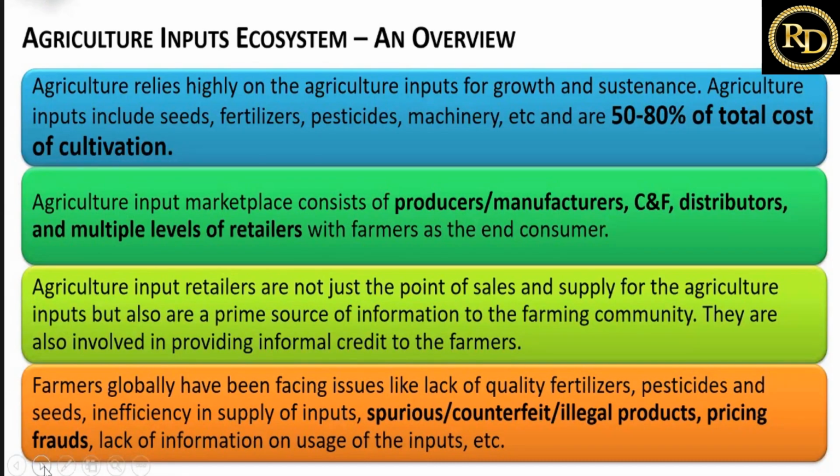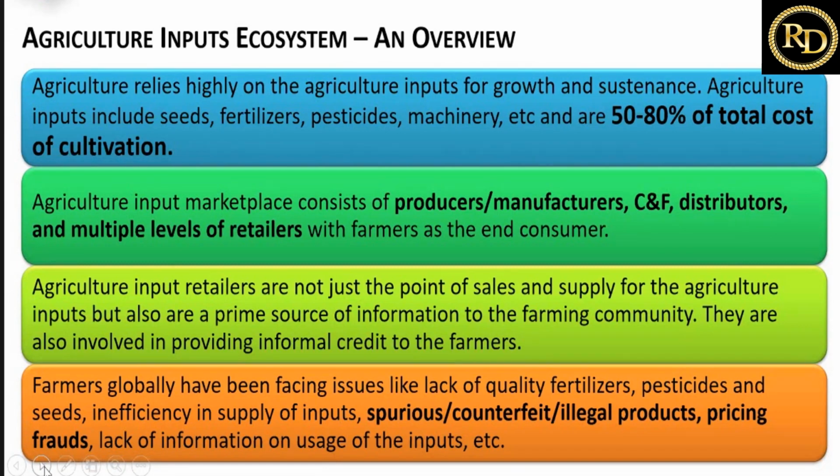Now let's understand a little bit about another problem which is solved by blockchain, that is on the input side. The agriculture input ecosystem relies heavily on, for example, seeds, fertilizers, pesticides, machinery, etc. And 50 to 80% of the total cost of cultivation is agriculture input. So the agriculture input market consists of producers, manufacturers, carrying and forwarding agents, distributors, and multiple levels of retailers, with farmers as the end consumer. So retailers are not just the point of sales; they supply information also. They are providing inputs to the farming community on package of practices, what needs to be done, and any infestation, but the farmer goes to the retailer first.